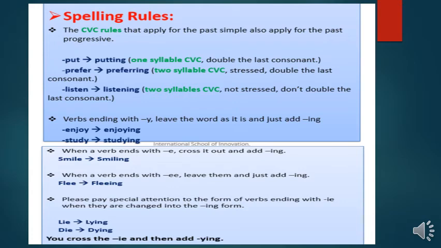Please pay special attention to the form of verbs ending with ie when the I changed into the ing form, like lie and die. In this case, we cross the ie and then add ing, as you can see in the example.